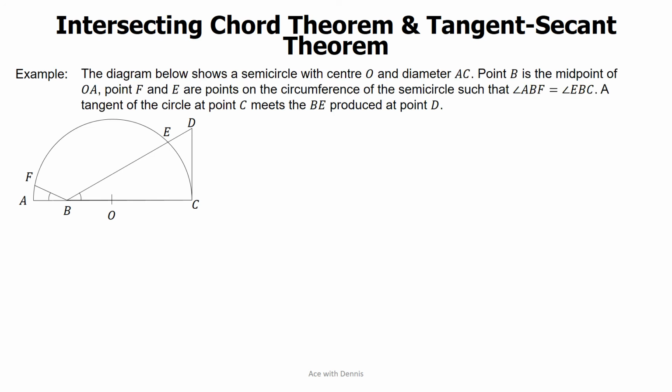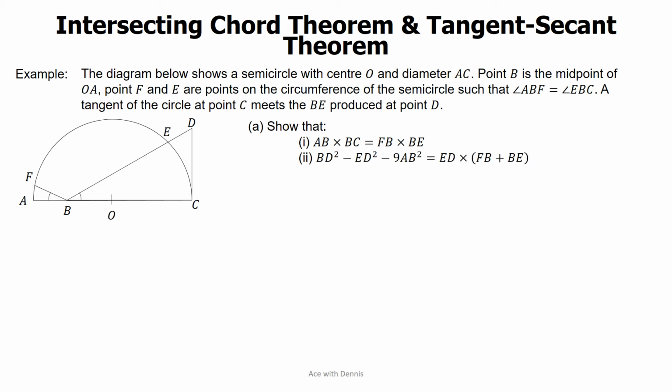The diagram below shows a semicircle with center O and diameter AC. Point B is the midpoint of OA. Point F and E are points on the circumference of the semicircle such that angle ABF equals angle EBC. A tangent of the circle at point C meets the BE produced at point D. A. Show that 1. AB times BC equals FB times BE.